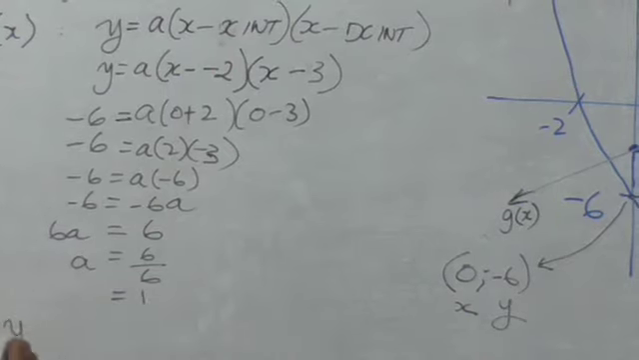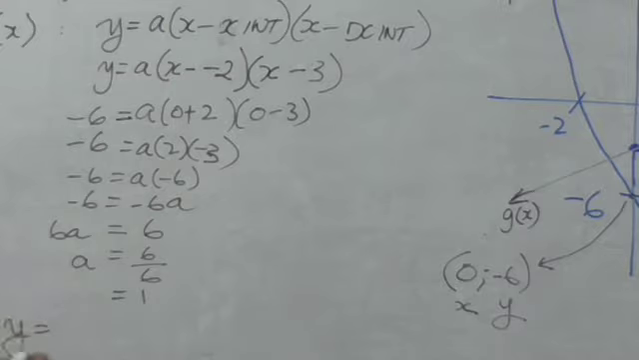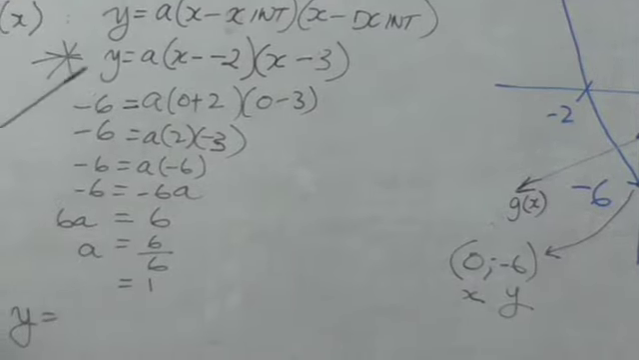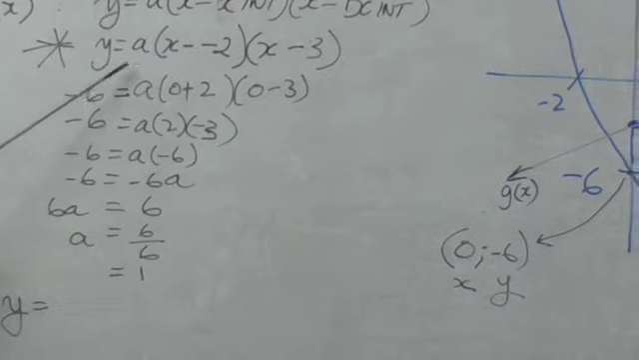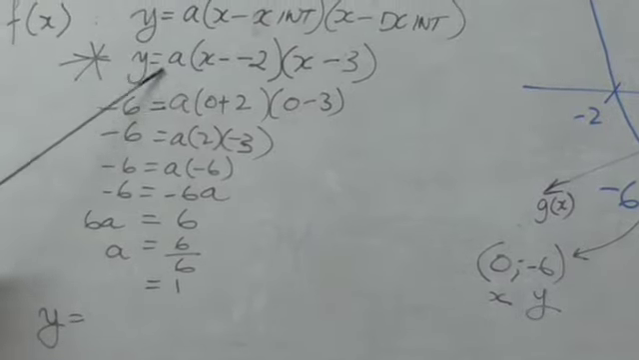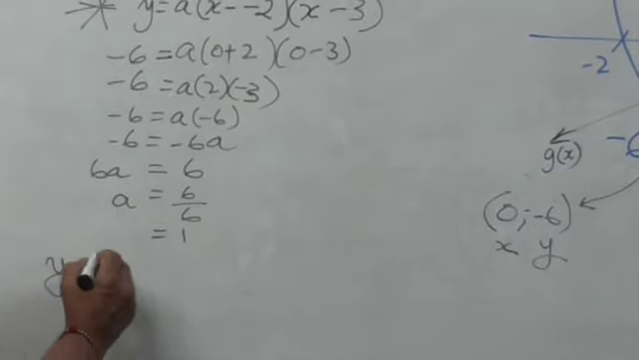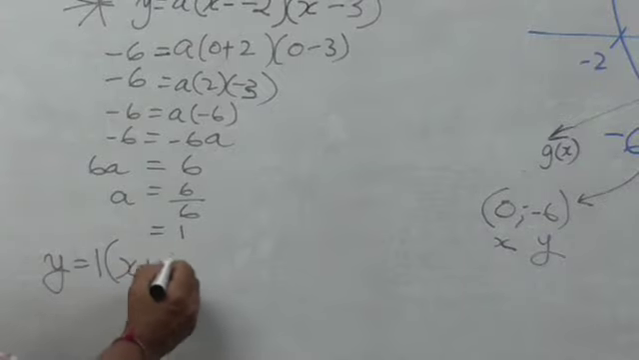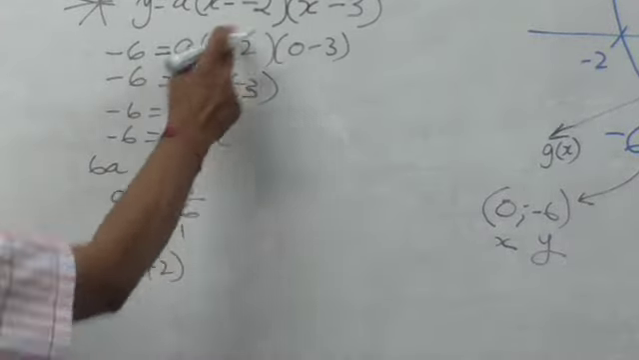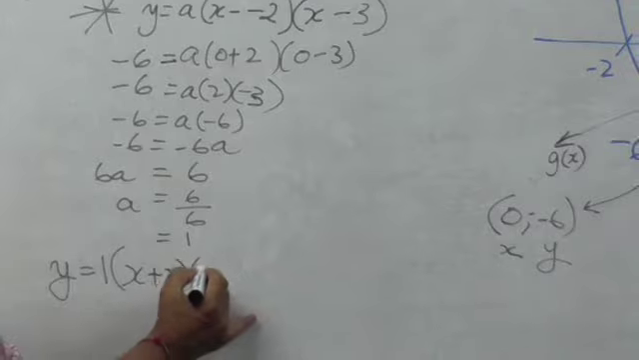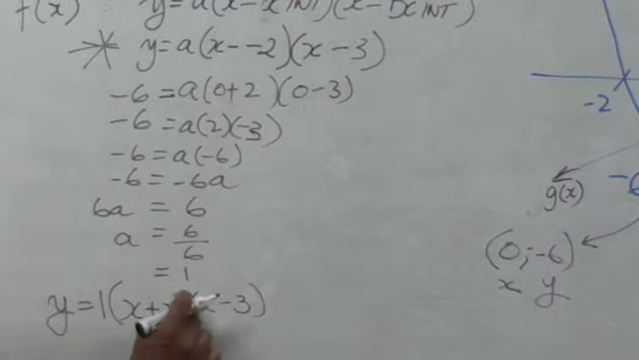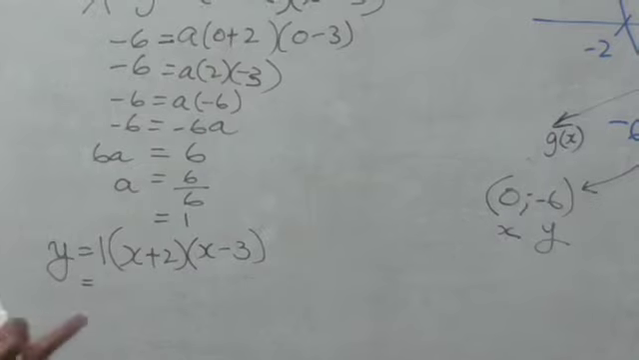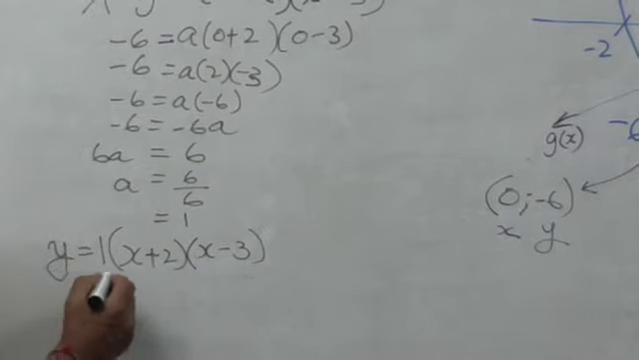Then for your final answer, you go back to this step here, and you substitute for a, and then expand after that. So you'll say 1 into x plus 2, remember, this is x plus 2, into x minus 3. So this 1 won't make any difference now, multiplying by 1, but anyway, let's leave it here.